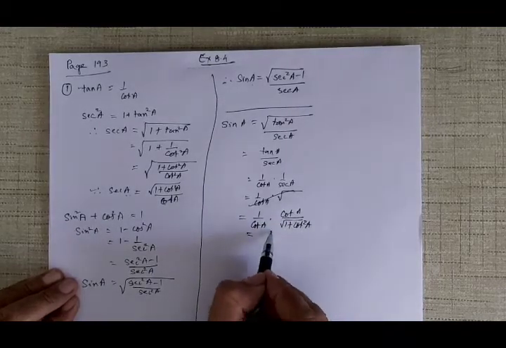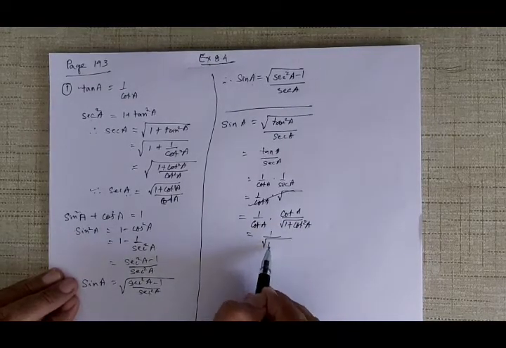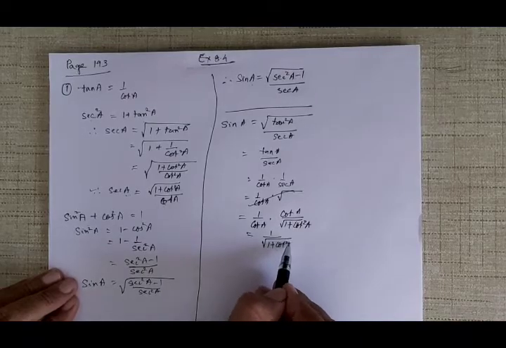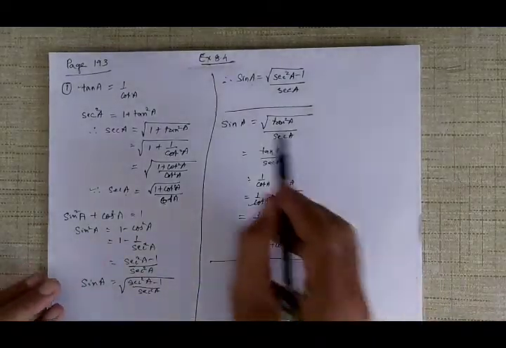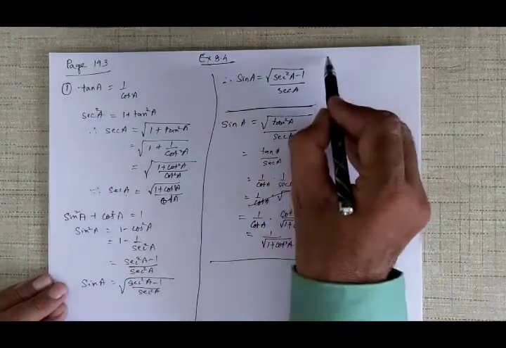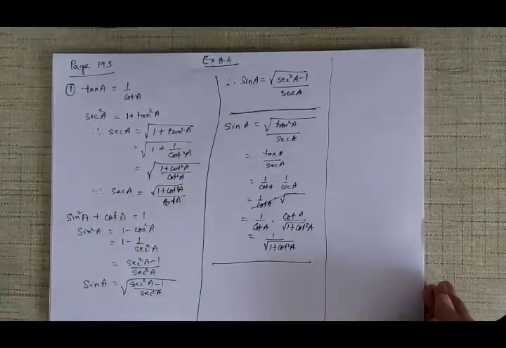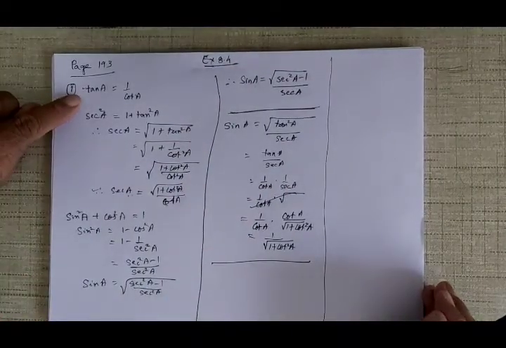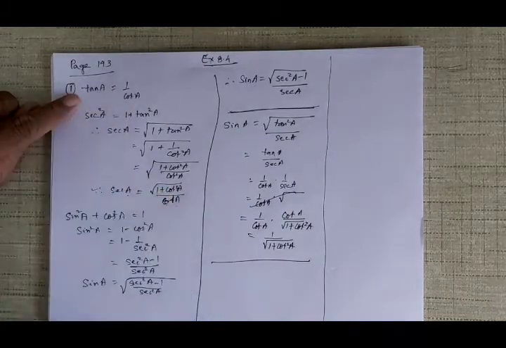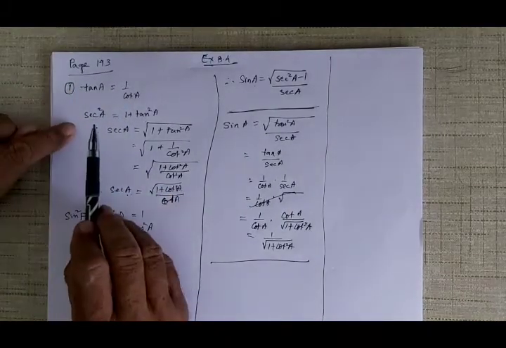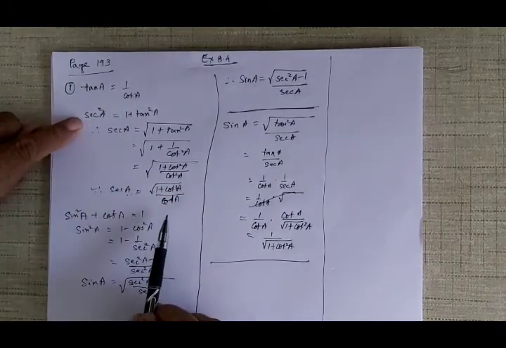Cot will be cancelled out and you will get square root of 1 plus cot square a. Alright, so this is now over. Once again, you want to express tan a in terms of cot a. So tan a is 1 upon cot a. Now you want to express sec in terms of cot a.